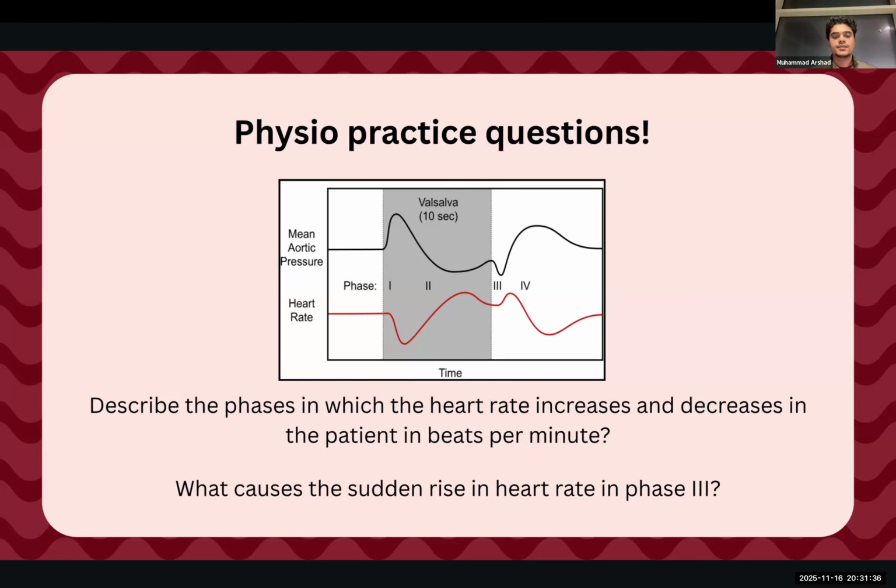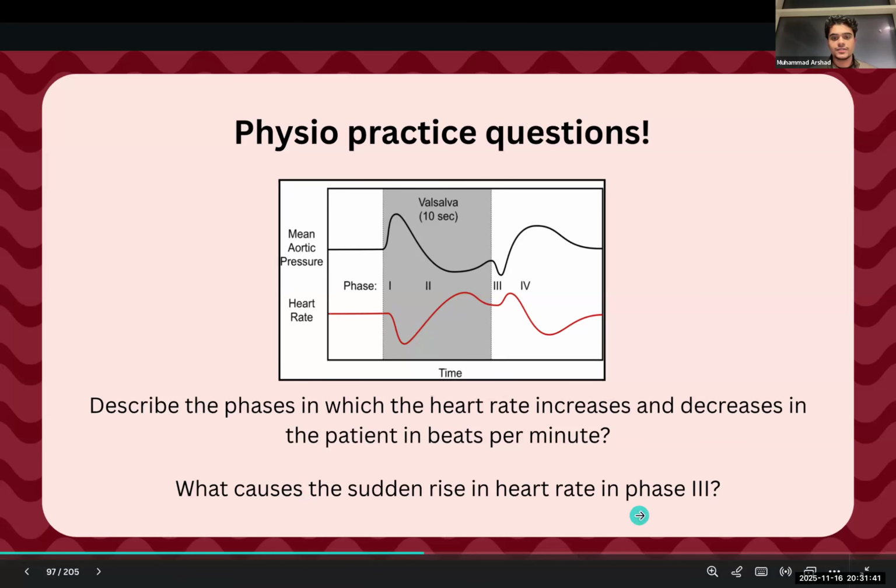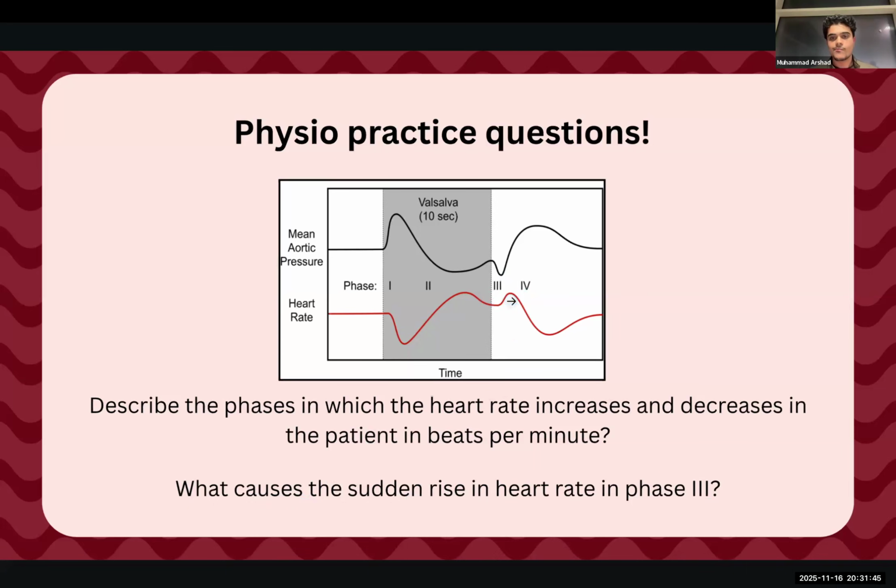Anybody? I'm more so just focused on this one, because this is definitely something that they could bring, since it's a bit of an anomaly when you're looking at it at first. Nobody wants to give this question a shot. There's a very good chance that the Valsalva maneuver is going to come in the OSPE. It came in our OSPE. It's in the past questions.